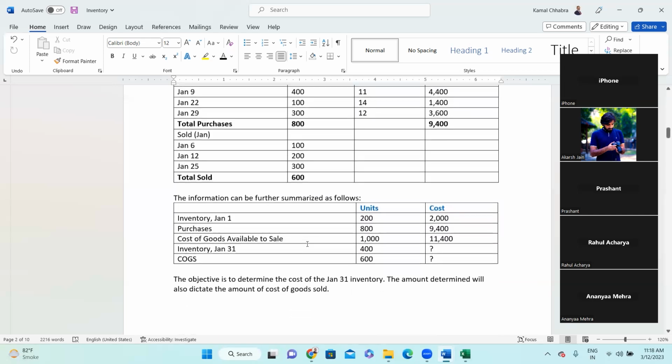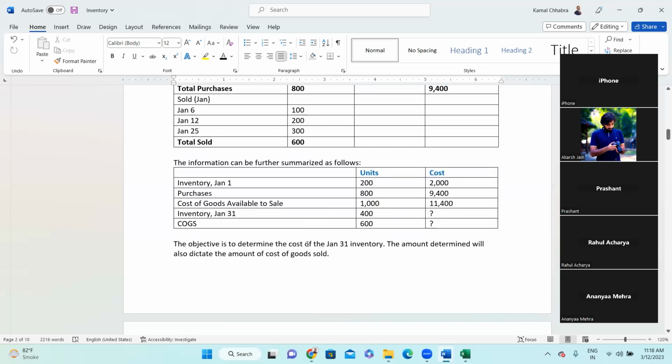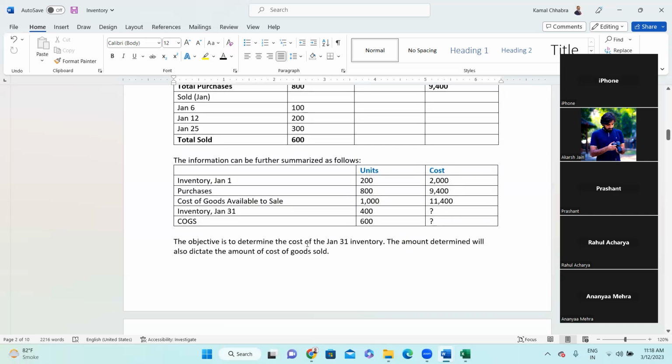So the information can be further summarized as follows. Your opening inventory is 200 unit for $2,000. Your purchase is 800 unit for $9,400. You have cost of goods available for sale. Available for sale means opening inventory plus purchases, right? That is 1000 unit for $11,400. And now you have closing inventory of 400 and you have cost of goods sold of 600.